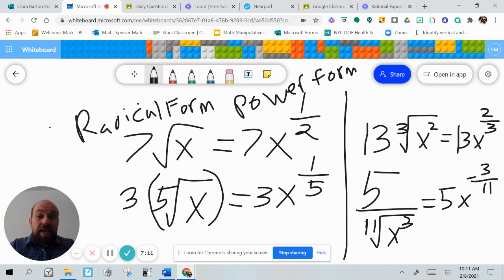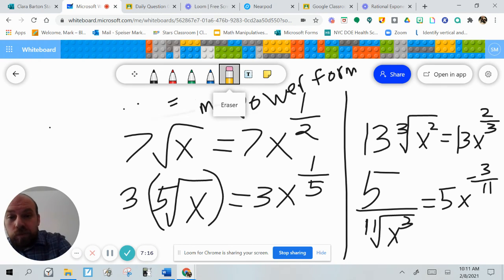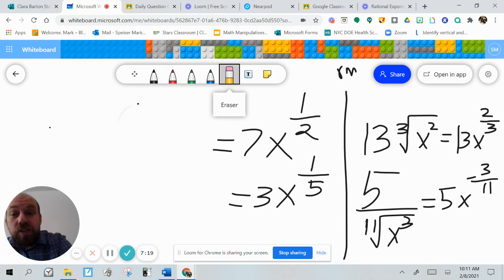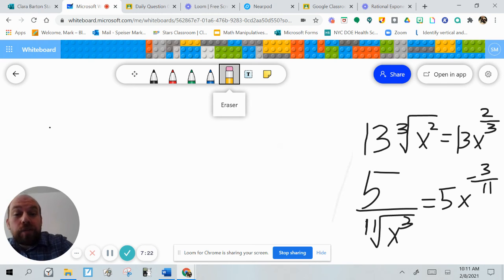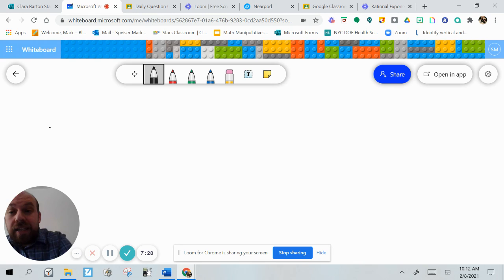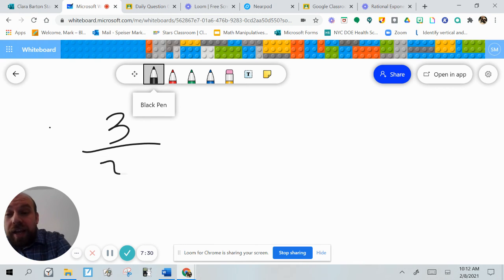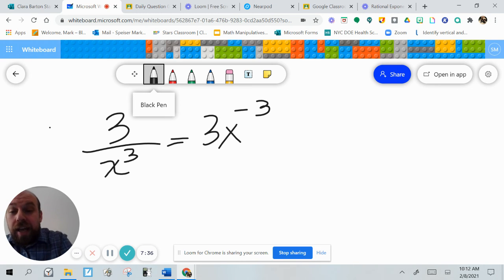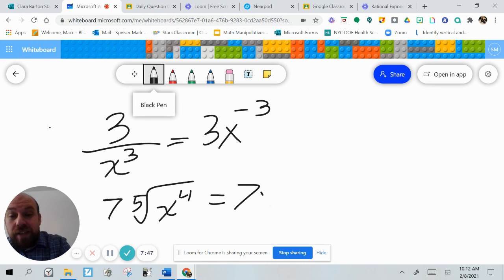Do 2 examples in the last slide just to wrap it up. And let's do that. So let's go over the basic idea. This video was on how to transfer power form to radical form, how to transfer radical form to power form. And the basic idea is you add 3 over x to the 3rd power. That'd be 3 times x to the negative 3rd. And if you had 7 times the 5th root of x to the 4th power, that'd be 7 times x to the 4/5 power.